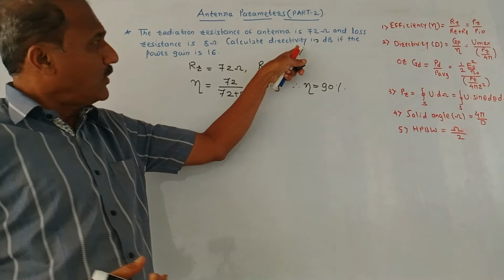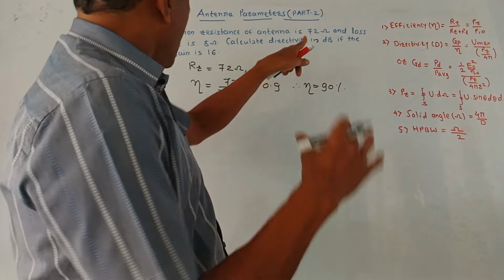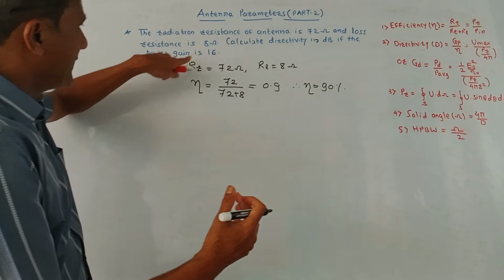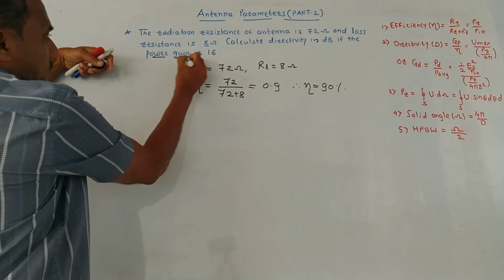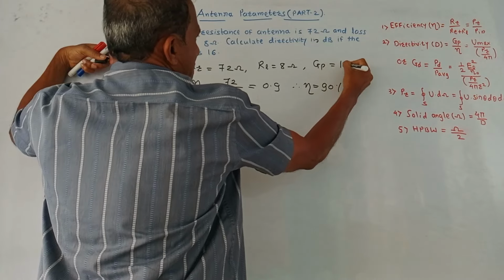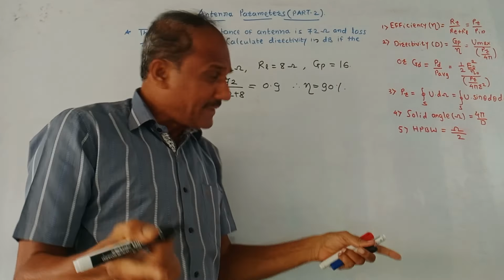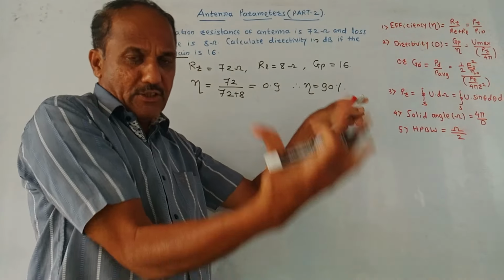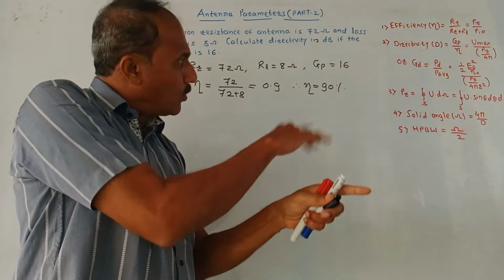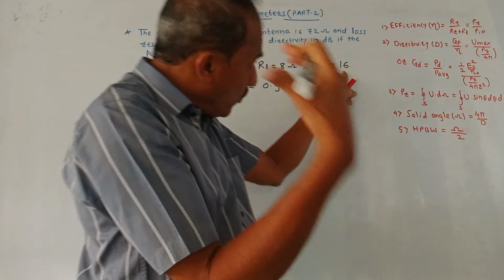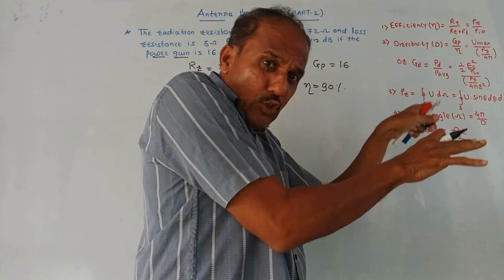But we have to calculate the directivity. Now, how to think? What are the given values? See, RR is given, RL is given, and power gain is given. This power gain is denoted by GP. So, given value of GP is 16. Jaise maine bataya ye dB mein nahi diya hai, so we are directly making use of this value. Agar dB mein dete hai, to hum logon ko conversion karna padta hai. So, this is GP, power gain. Ab wo formula choose karna hai jisme ye values available hai.